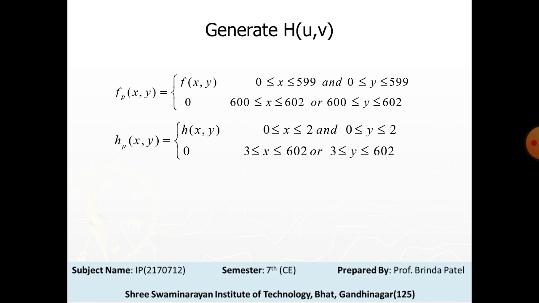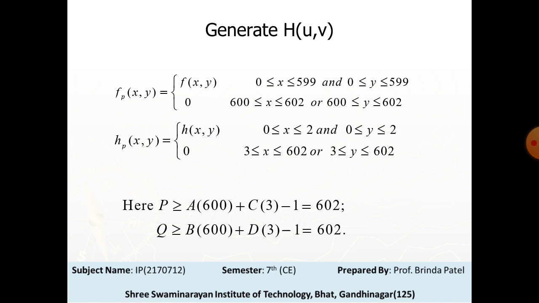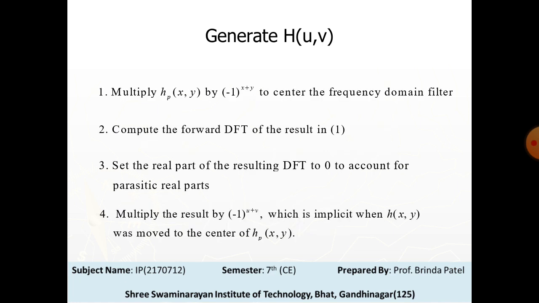And for hp(x,y): if 0 is less than or equal to x less than or equal to 2 and 0 is less than or equal to y less than or equal to 2, then it will be h(x,y). And if 3 is less than or equal to x less than or equal to 602, or 3 is less than or equal to y less than or equal to 602, then it will be 0. Here P is greater than or equal to A plus C minus 1, that is 600 plus 3 minus 1, so the answer will be 602. And if Q is greater than or equal to B plus D minus 1, then the answer will be 602.